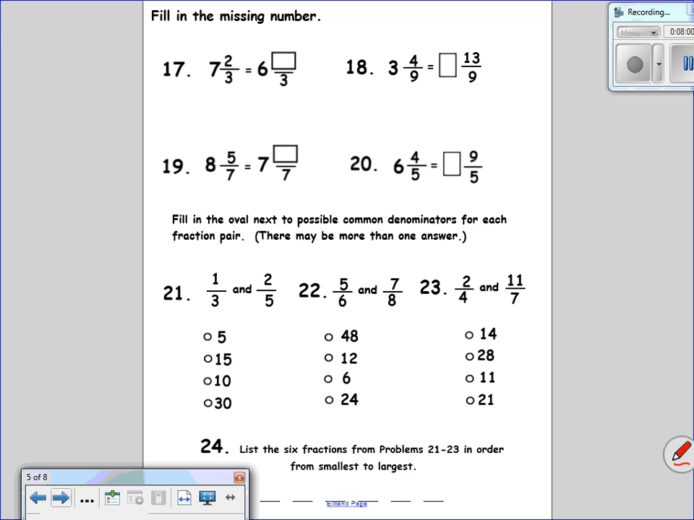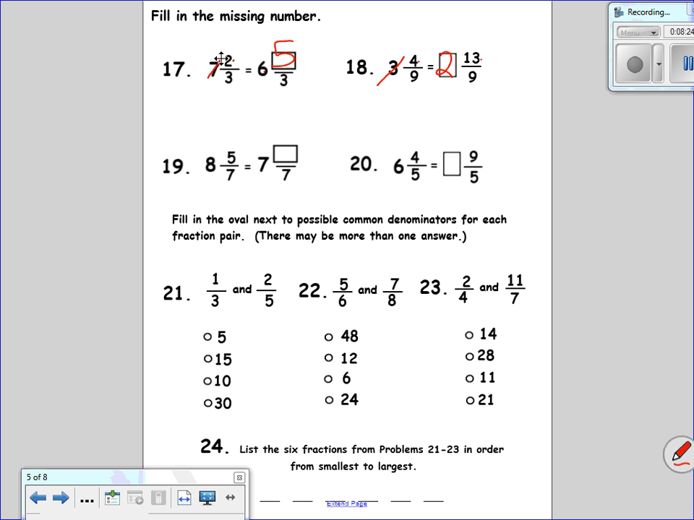Next problem. Let's go ahead and do this here. We have to find the missing number. So how did they get this number? So that looks like they borrowed from the 7 and got a 6, which means they added a 3 to this 2, which means I would have a 5 for that answer. Let's see what they did here. It looks like they added a 9 to this 4 to get a 13, which means they had to borrow from the 3, which means we have a 2 here.